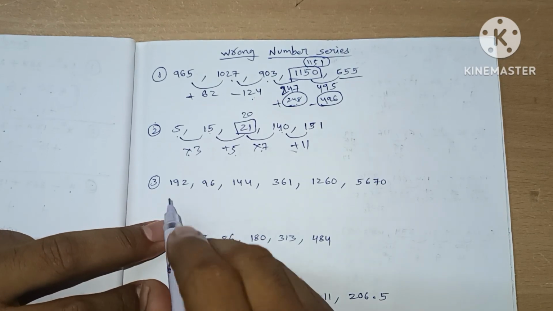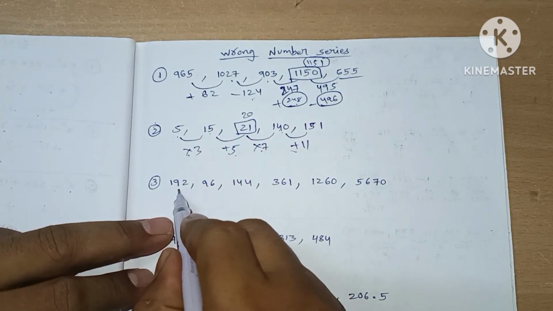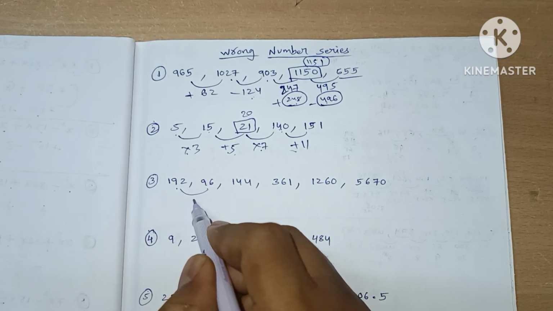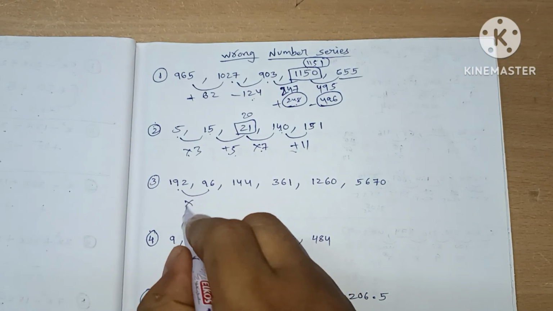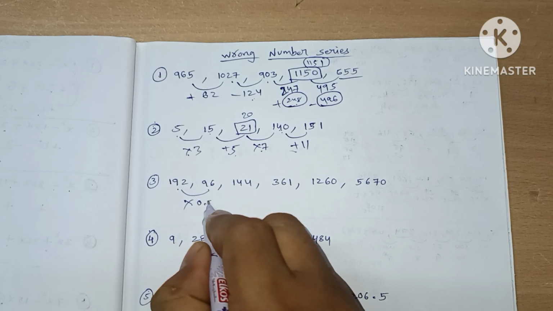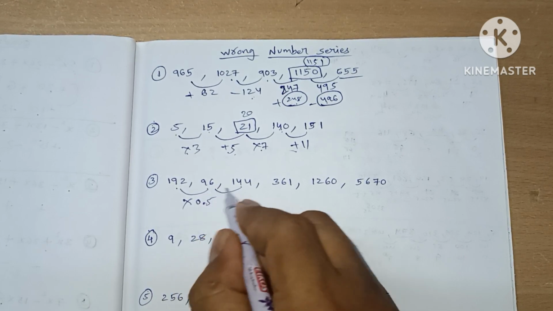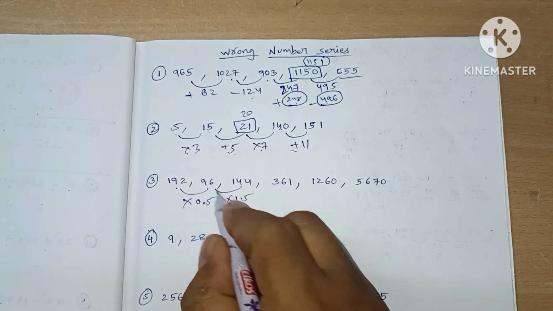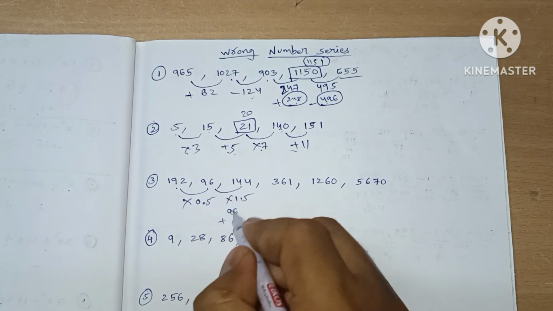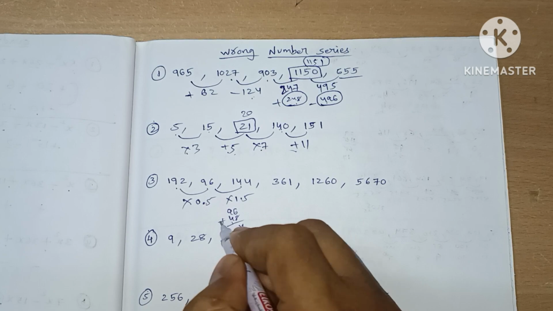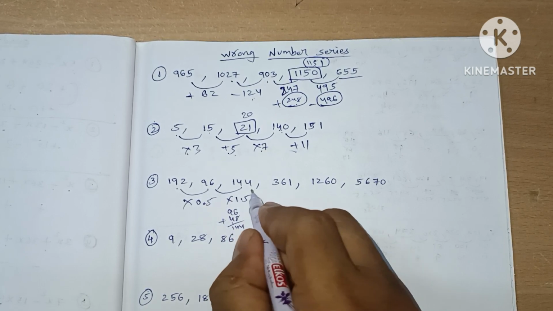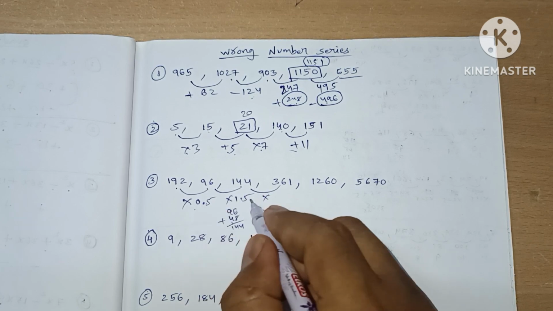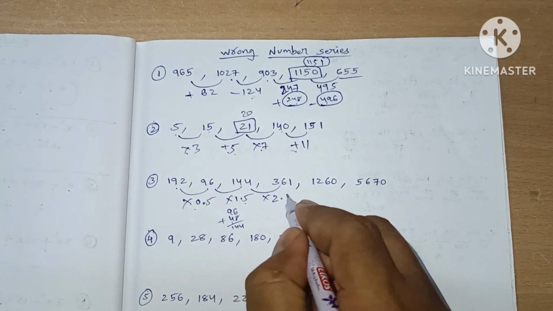Next, third question. Here this number becomes half, nearly half. Nearly half means it will be into 0.5 times. Here it becomes into 1.5 times. 96 plus 48, 144. So it is into 1.5 times. Let's see this. 0.5 times and 1.5 times. So let's take this as 2.5 times.